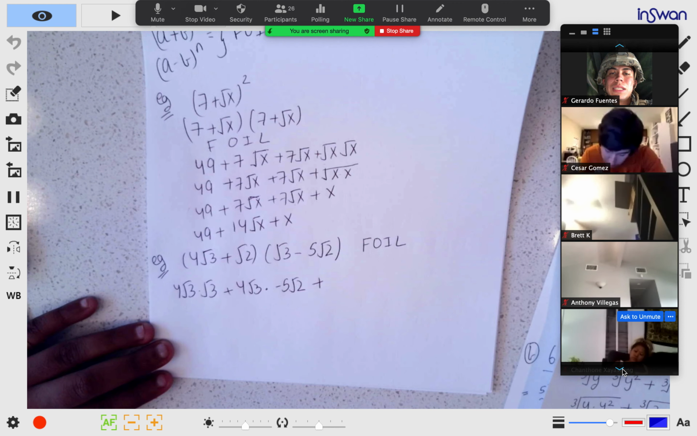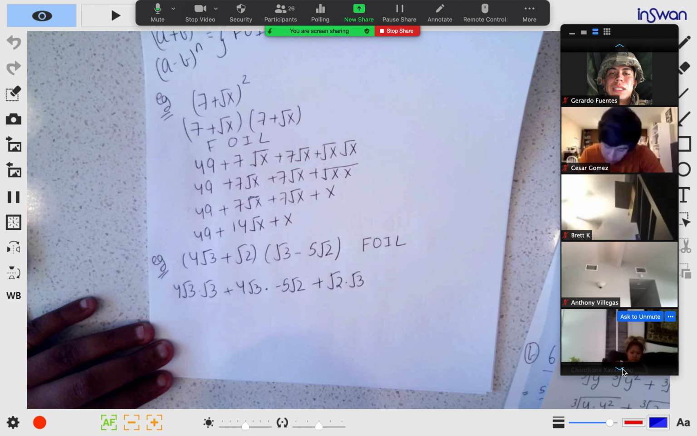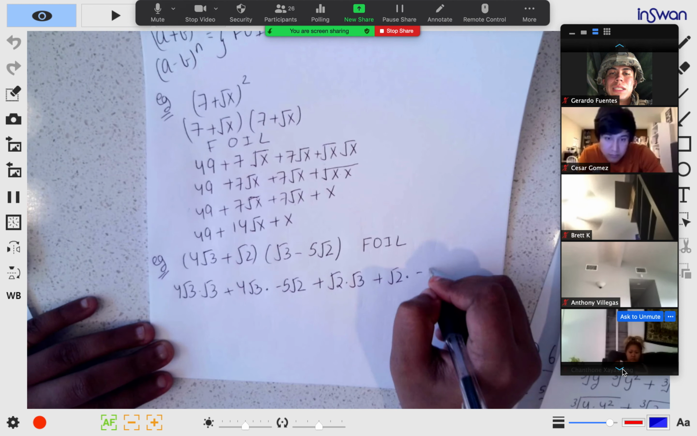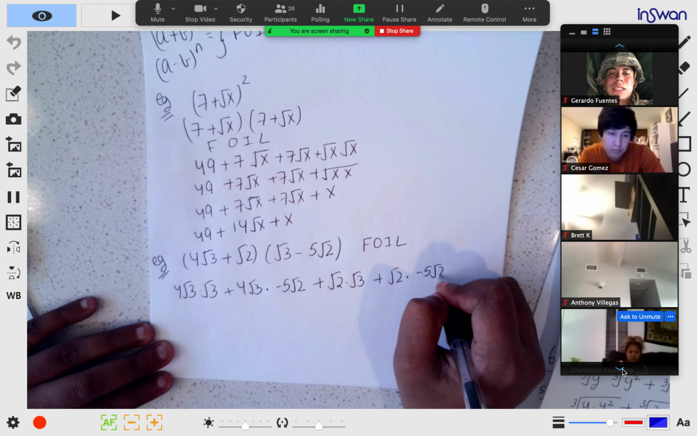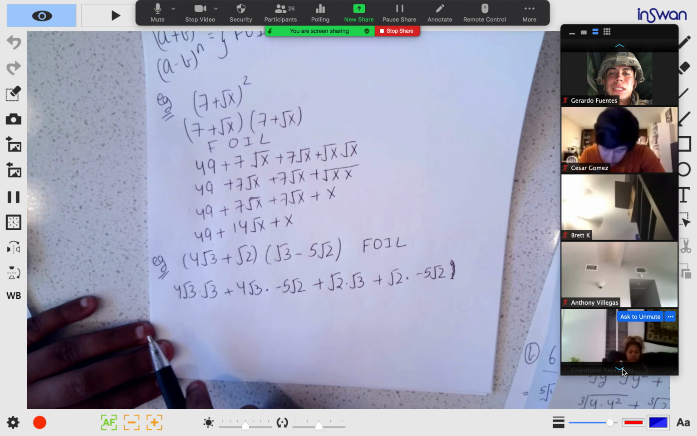And then you do this square root of 2 times the square root of 3. Perfect. Okay. What's the next one? And then you do the square root of 2 times the negative 5 square root of 2. Okay, perfect.